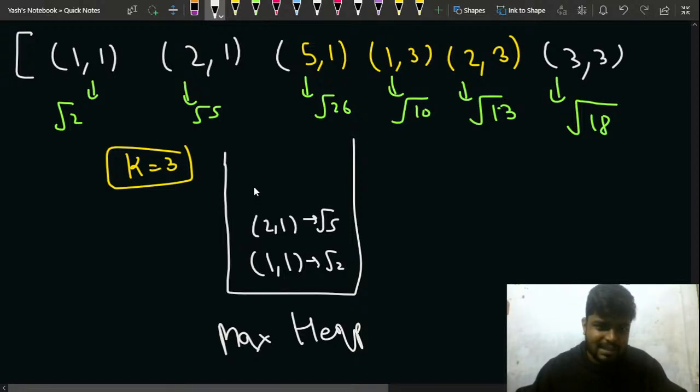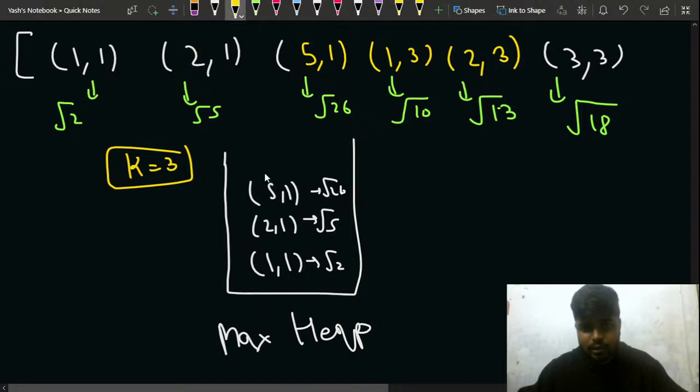After that, I'll be having a point 5,1, and for that I'll be having under root of 26. So you can see basically that these are the 3 points that I have denoted. After that, now you insert the next point, that is under root of 10. You insert the next point.